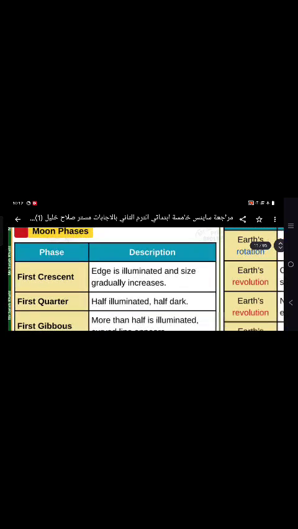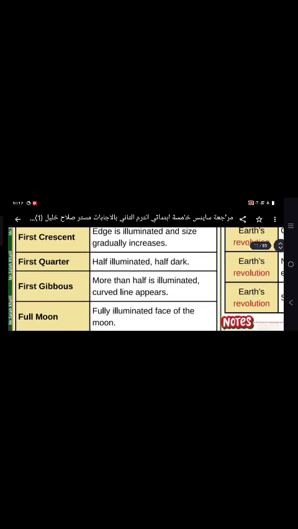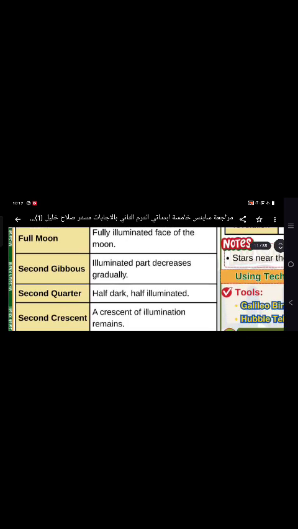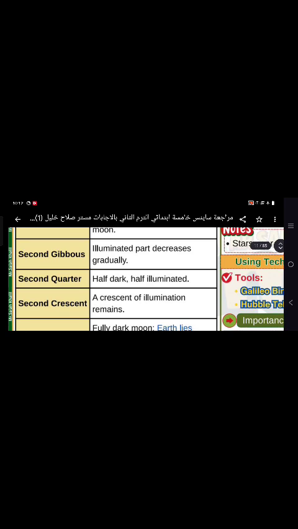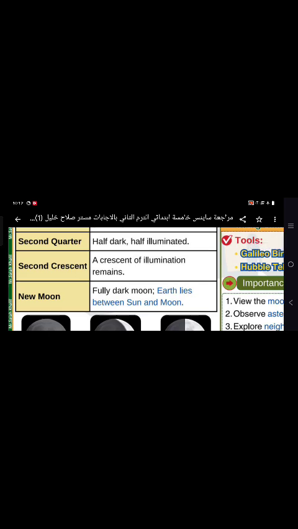Okay, the moon phases. Number one, first crescent: the edge is illuminated and the size gradually increases. First quarter: half illuminated, half dark. First gibbous: more than half is illuminated, and a curved line appears. Full moon: completely illuminated. Second gibbous: the illuminated part decreases gradually. Second quarter: half dark, half illuminated. Second crescent: a crescent of illumination remains. New moon: a fully dark moon.